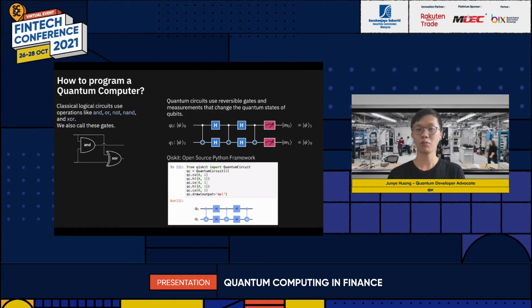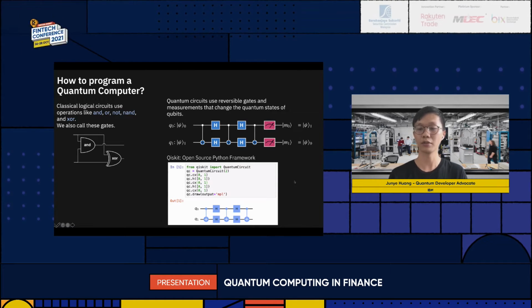So in IBM, we have an open source Python framework called Qiskit, which I'm going to show you in a short moment how to use in a demo. Using the Python language, you can very simply import a quantum circuit and then construct a quantum circuit. And the quantum circuit looks just like this, same as the schematic shown here.